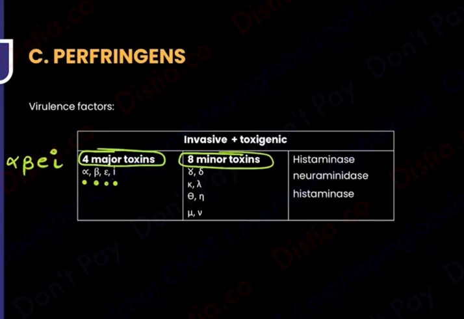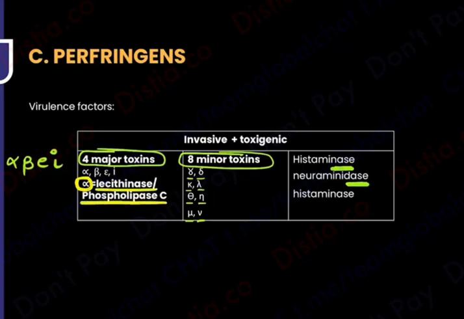And after that, all the alphabets that you know, gamma, delta, kappa, lambda, theta, eta, mu, nu, all of these come under minor. And what are the enzymes? Histaminase, neuraminidase. These are all coming under the minor enzymes. Out of all of these, the 4 major ones are done, but the one that I want you to learn is alpha. Alpha is going to have a lot of properties. Alpha is also known as lecithinase and phospholipase C.